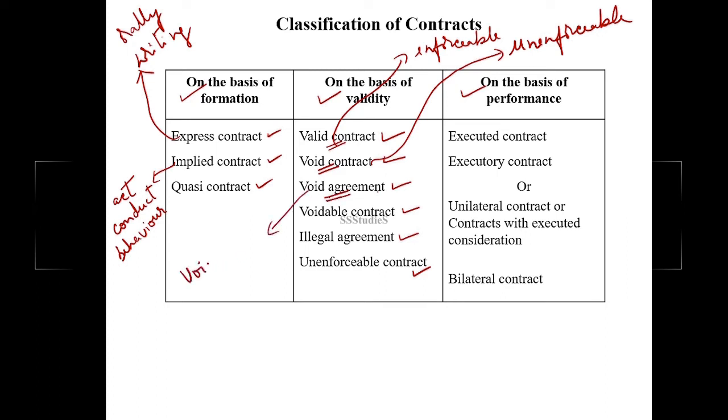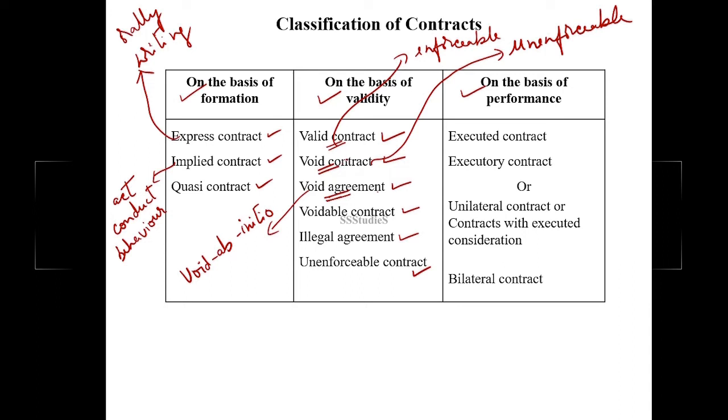So we talk in terms of void ab initio. Void ab initio is void at the beginning itself. As such, you don't call it a void contract. But when we talk about a void contract, initially when the contract was formed, it was perfectly enforceable, it was perfectly valid, but later on it turns out to be a void contract.